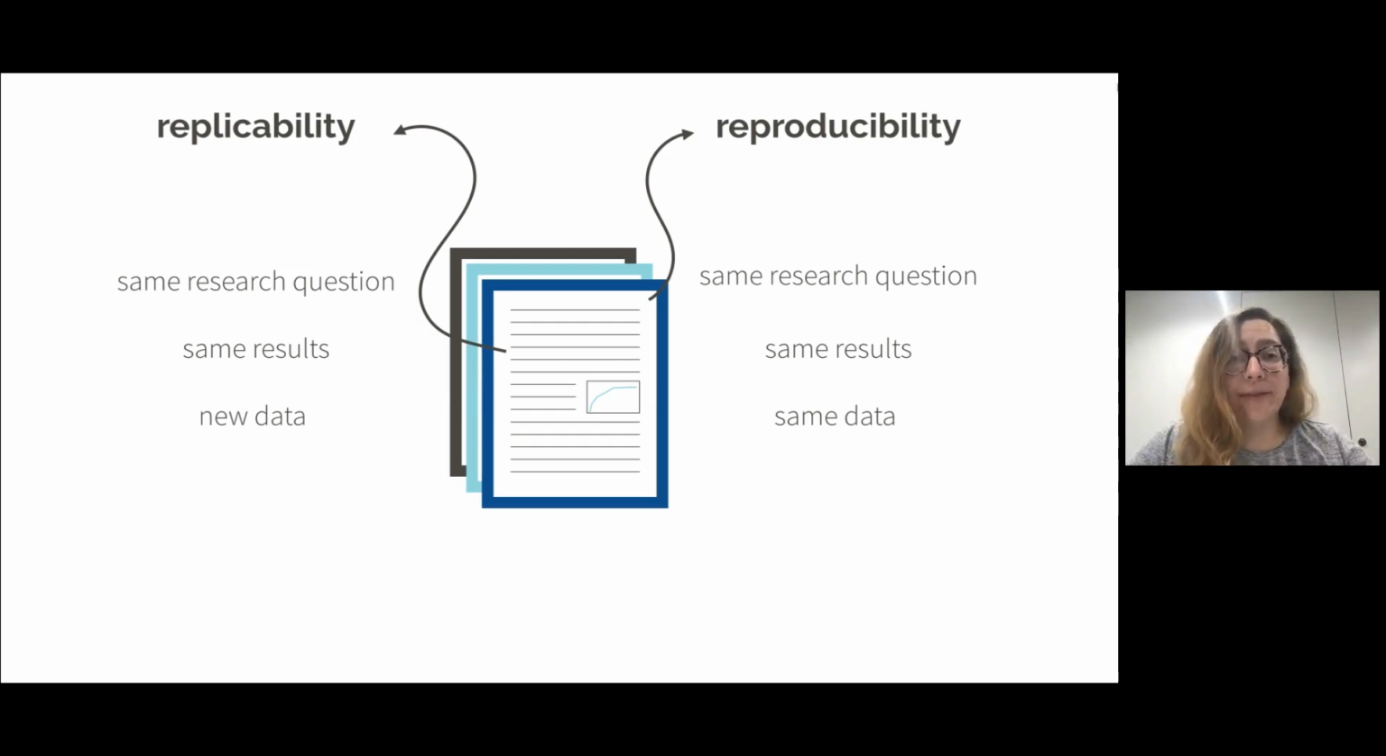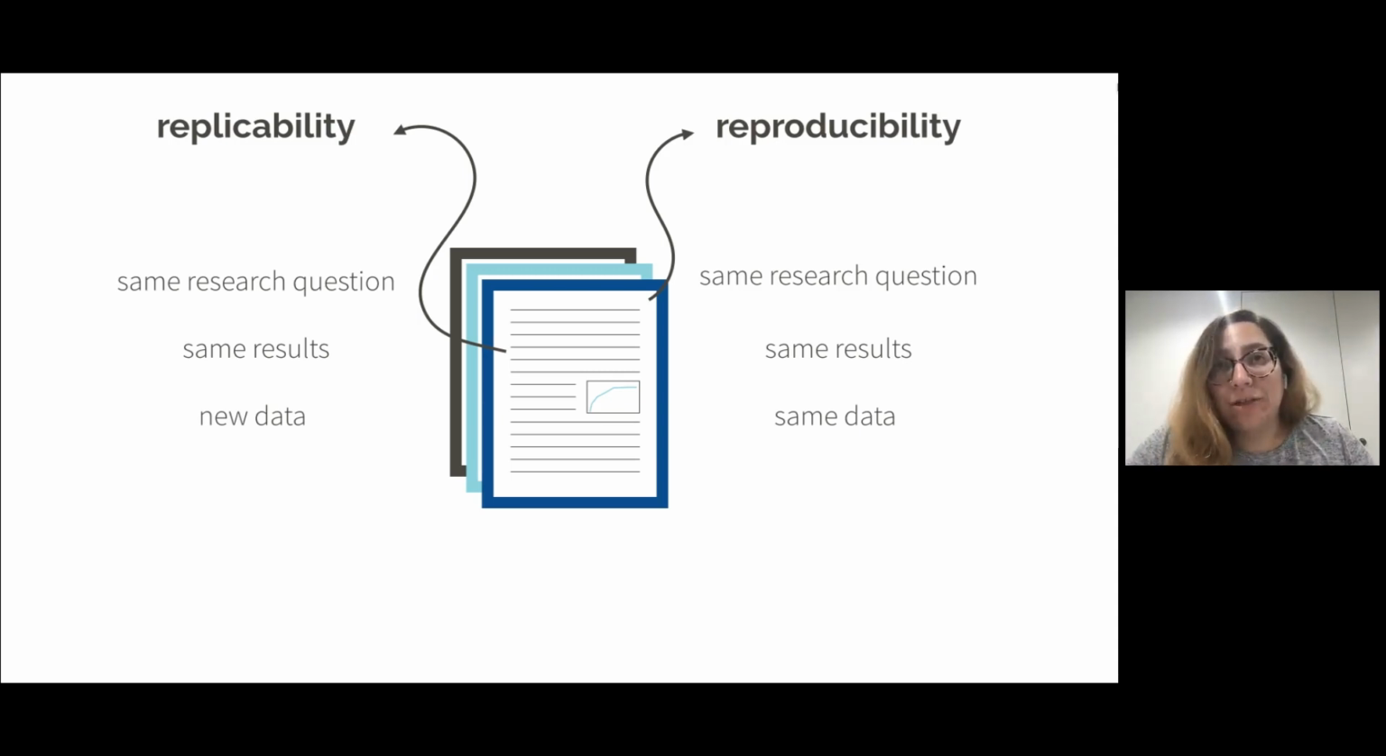That would be, if the answer is yes, we would say that study is replicable. When we're talking about reproducibility, I'm defining it as same research question, same results, and same data. So I worked on a study, I collected some data and analyzed the data and came up with some results. Now I pass on my data set to you, and hopefully my code and whatnot as well. Are you able to actually receive the same results?